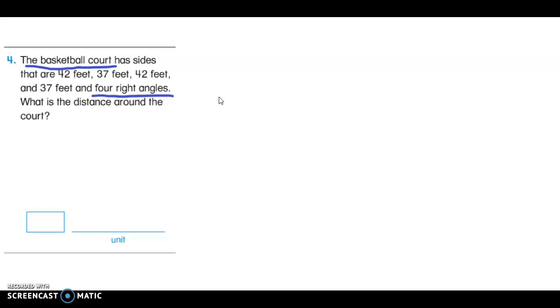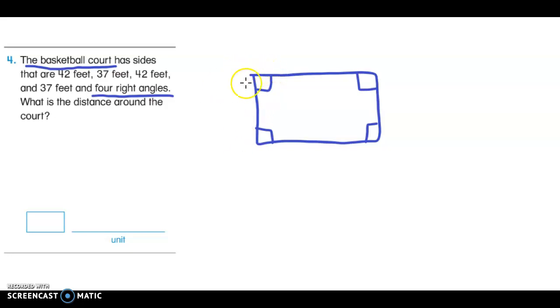When I think of basketball court, I know that that's in a rectangle. A rectangle has 4 right angles. So it makes sense with the problem. Remember, these little pieces remind you that it's 4 right angles, so that even if it's not perfect, you know that it's supposed to be a right angle. Then it also has a couple other things. It has 42 feet, 42 feet, and 37 feet, 37 feet. Those are the sides of your basketball court.